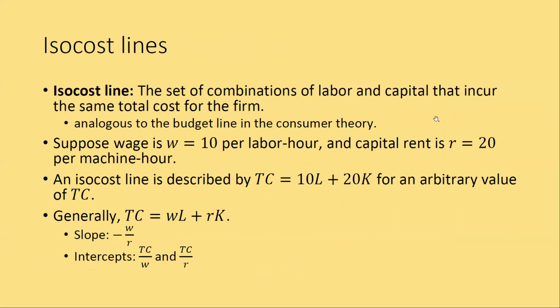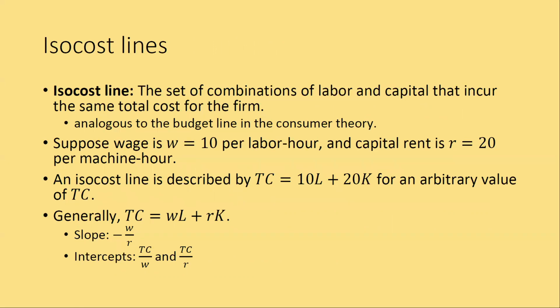And we are going to use this distinction later on when we start to solve the cost minimization problem. Before we do that, we want to define another concept, which is the iso-cost lines or the iso-cost curves. So this is analogous to the budget line we see in consumer theory.